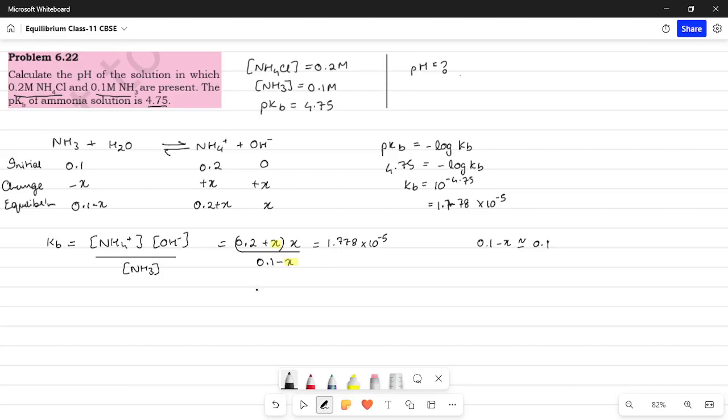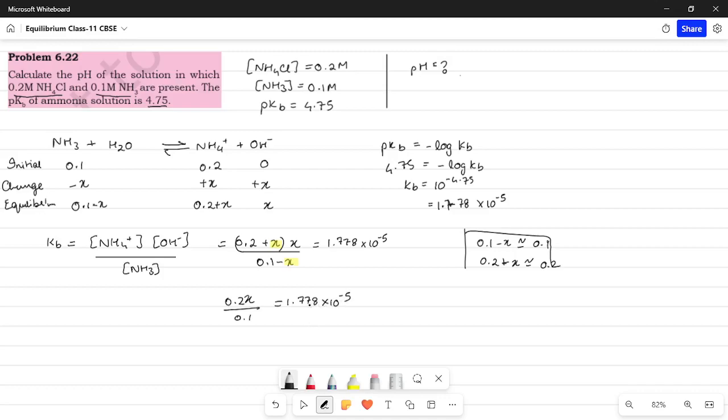Okay, so you are going to be assuming that 0.2 plus x is approximately equal to 0.2. So we're making these assumptions. We are going to be left with 0.2x divided by 0.1 equals 1.778 into 10 to the power minus 5.